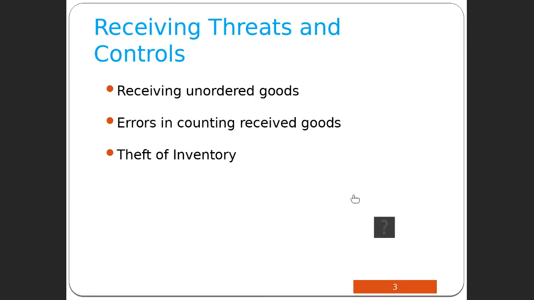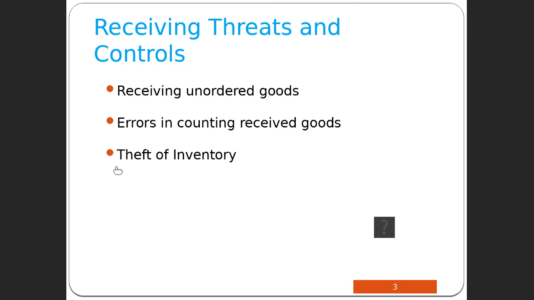So you could have barcodes and electronic radio frequency ID tags, which would ensure that the items counted are accurately counted. And the more you automate, the less you would have errors in counting the goods.